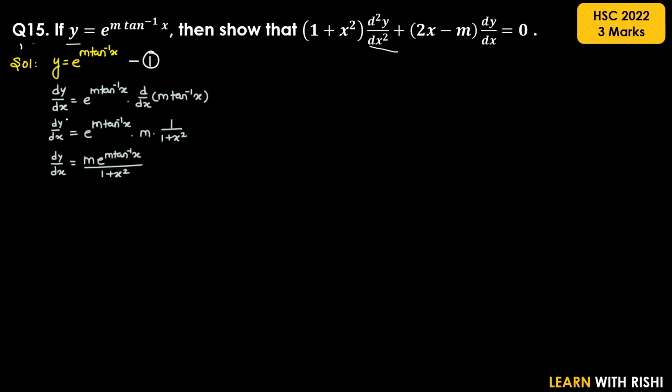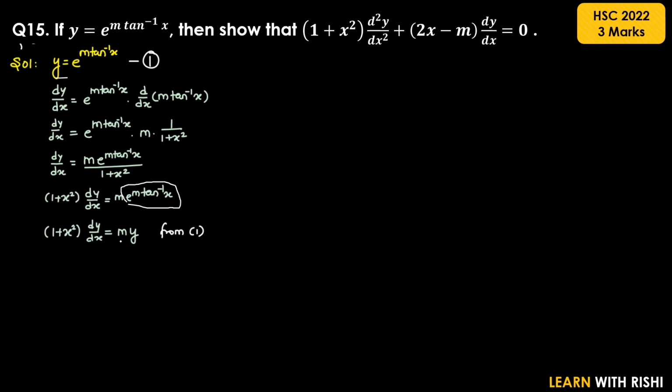Differentiating with respect to x, we'll get dy by dx is equal to e raised to m tan inverse x into derivative of m tan inverse x, that is m into 1 upon 1 plus x squared. So dy by dx will be m e raised to m tan inverse of x upon 1 plus x squared. Now we'll take this 1 plus x squared to the LHS. So we'll get 1 plus x squared into dy by dx is equal to m e raised to m tan inverse of x. Now we can simplify this. e raised to m tan inverse of x is nothing but y. So instead of this, we will simply put y from equation number 1. Now I will differentiate it with respect to x again. So you'll get u into v.